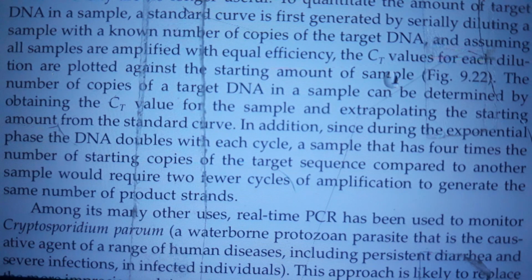In addition, since during the exponential phase the DNA doubles with each cycle, a sample that has 4 times the number of starting copies of the target sequence compared to another sample would require 2 fewer cycles of amplification to generate the same number of product standards.